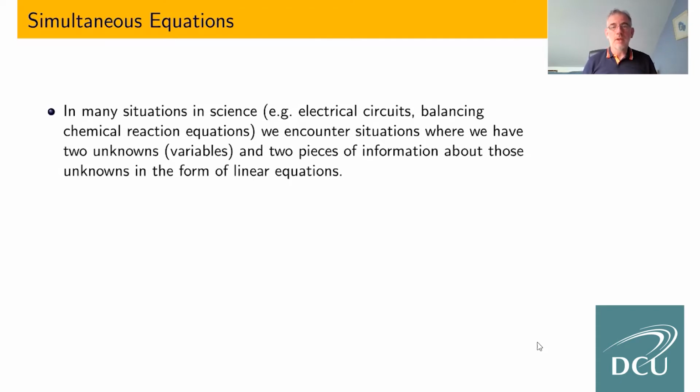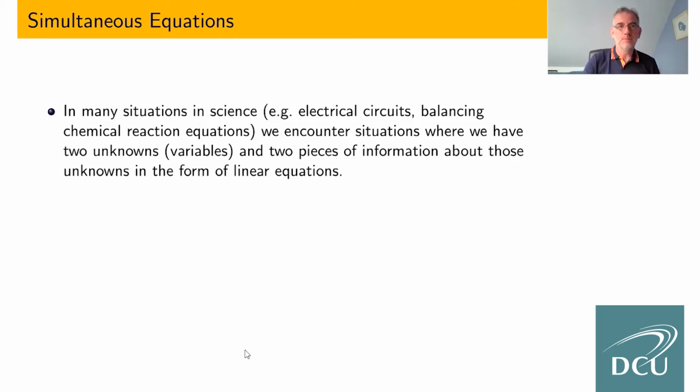Simultaneous equations are important because we have lots of situations in science, for example in electrical circuits and physics, or balancing chemical reaction equations, where we have two unknowns, two variables, and two pieces of information about those unknowns in the form of linear equations. This sounds like a situation we should be able to deal with, because we have two things we don't know, but two independent pieces of information. We're going to see how to extract the values of the variables from those two equations.